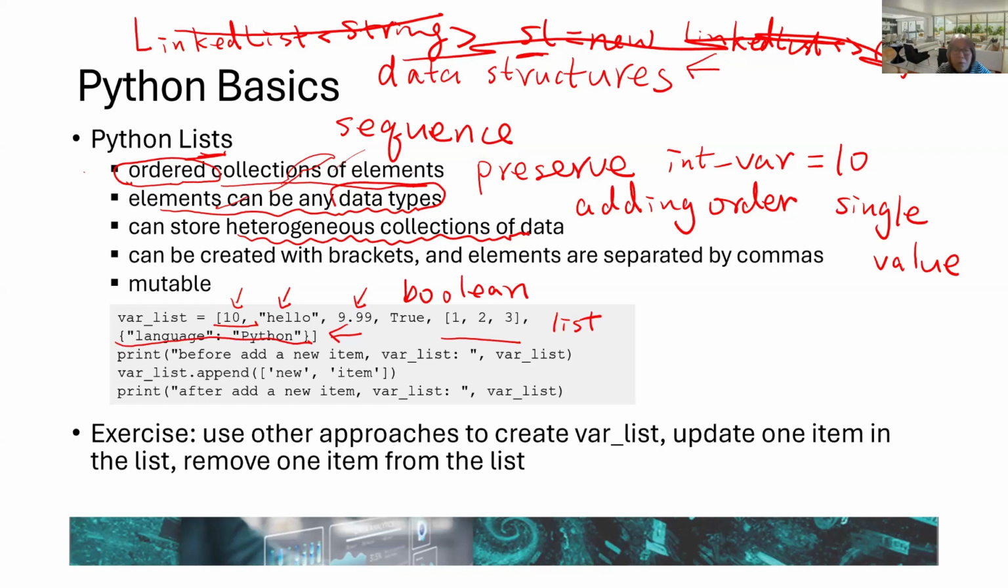1, 2, 3, 4, 5, 6. There are 6 elements in this list. But you see, the 6 elements are all different data types. So Python list supports them. It's very convenient and very flexible, not as strict as other programming languages.